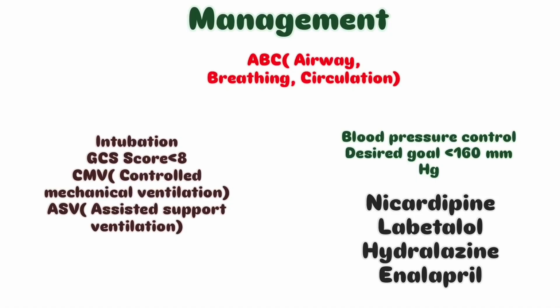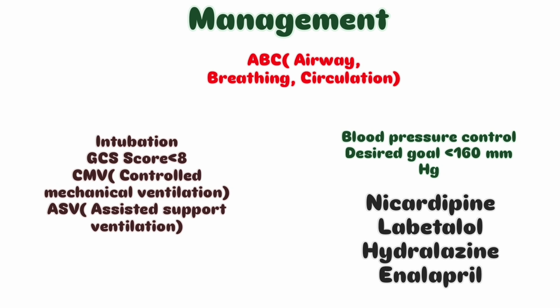Now, the management part of the subarachnoid hemorrhage starts with ABC, that is maintaining airway, breathing, and circulation. Now, why is maintaining the airway important in patients of subarachnoid hemorrhage? As we all know, the increased intracranial pressure can cause herniation, and the herniation can compress structures in the brainstem which holds the respiratory center, so it can affect the breathing. So intubation is important, and it's specifically indicated when the Glasgow Coma Scale is less than 8. It can be done through controlled mechanical ventilation and assisted support ventilation.